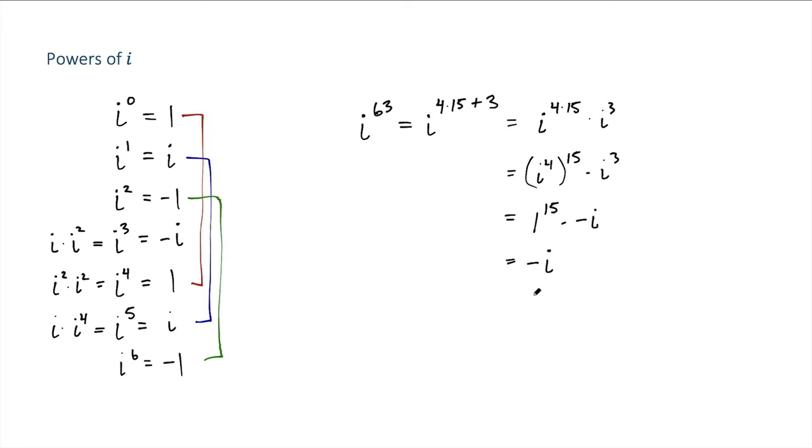Now, the moral of the story here is the only thing that really mattered was this 3 right here, because when I use the 4, I know that i to the 4 is 1, and 1 to anything will be 1. So really, this right here is all that matters, and you'll notice that that number is the remainder when I divide 63 by 4. If I take 63 and divide it by 4, I get 15 with a remainder of 3. Another way we write that is 15 and 3/4, right? There's the remainder 3. So this is a very powerful fact. This tells us that i to any integer power is equal to i to the remainder when that power is divided by 4.